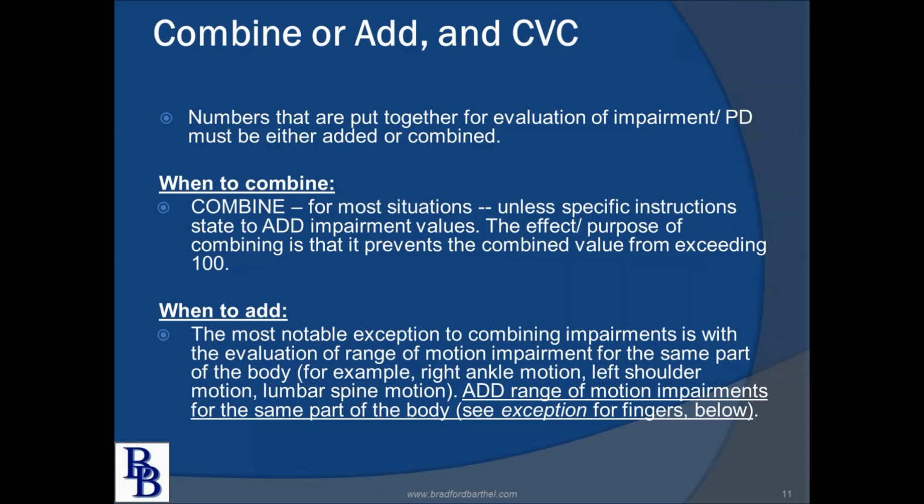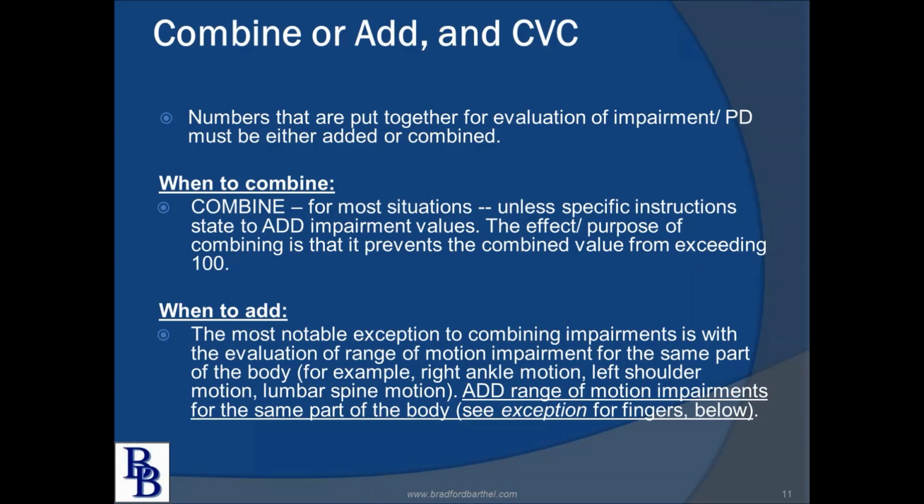For instance, if we have right ankle and we're doing range of motion evaluations, there may be impairment values for 2 or 3 or 4 different motions. Those are added together. For the shoulder, we have 6 different motions that are evaluated. If there's impairment in more than one, those are added together. For the lumbar spine, for instance, there's 4 motions that are considered when we deal with range of motion for the spine. Those would be added together.